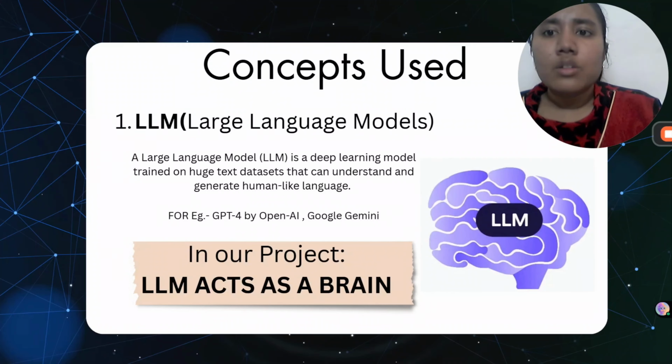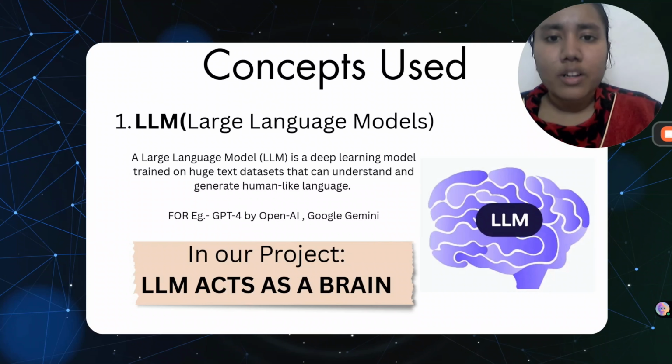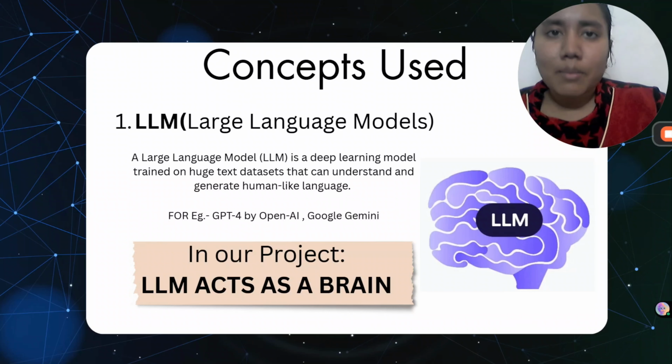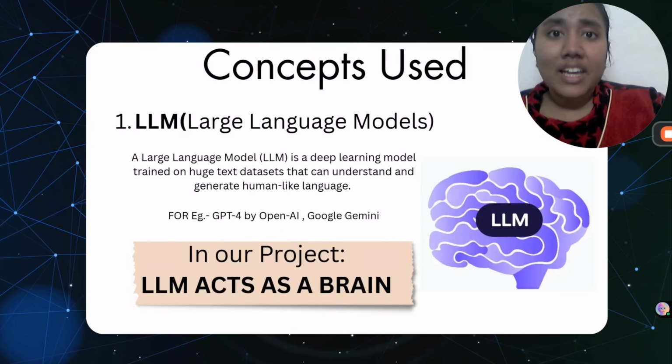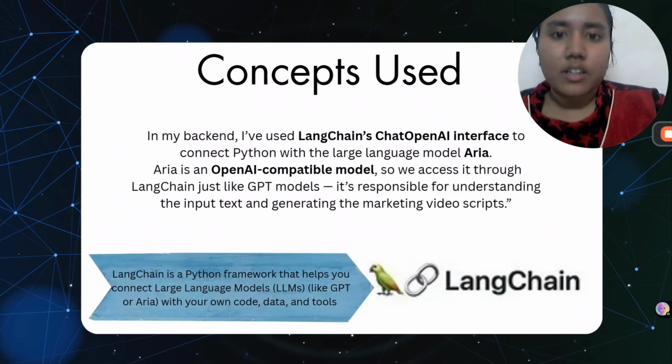I used LLM. So what does LLM stand for? LLM stands for large language models. A large language model is a deep learning model trained on a huge text data set that can understand and generate human-like language. For example, GPT-4 by OpenAI, Google Gemini. In our project, LLM acts as a brain. Here also, the LLM I am using, I stated it earlier.